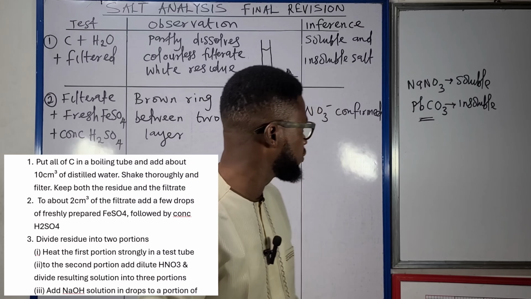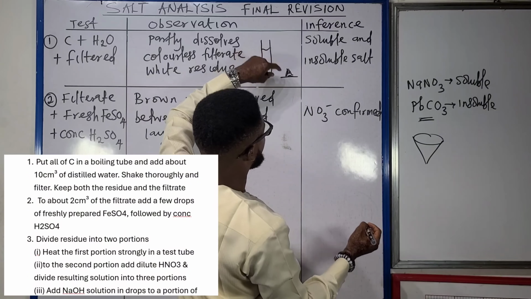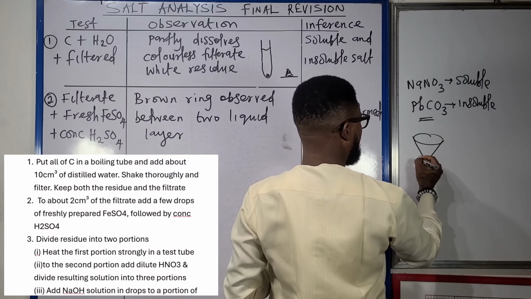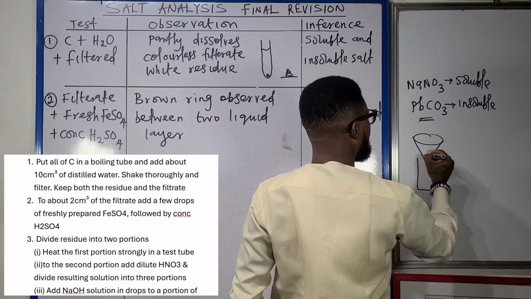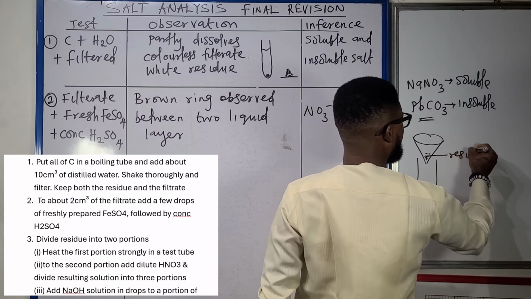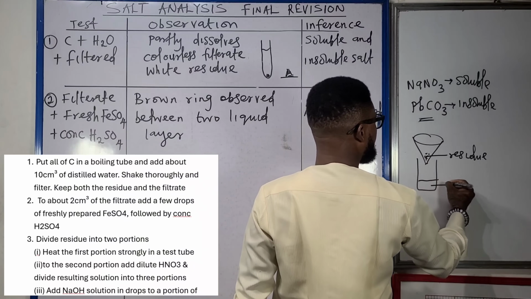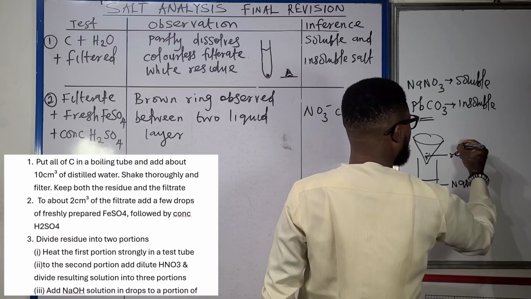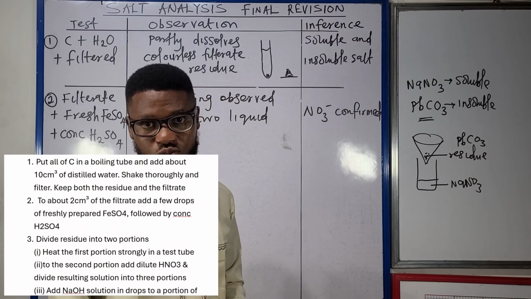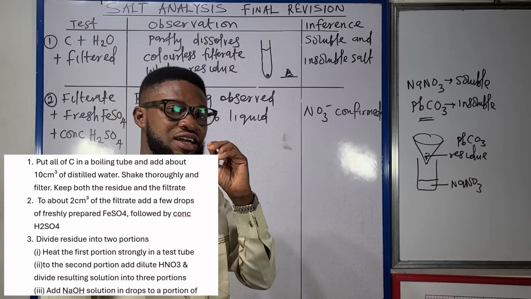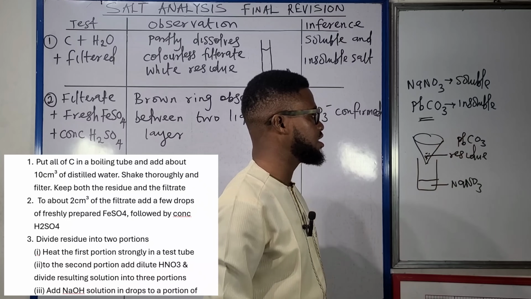So let's leave that. So the next question, as you can see on your screen, it says to add 2 cm cube of the filtrate. Normally, when you have dissolved your sample here, you're going to have a filter paper. When you pour the mixture you have in your test tube here, the residue stays on the filter paper, while the filtrate here is our sodium trioxonitrate 5. The residue is lead trioxocarbonate 4. Why? All carbonates are insoluble in water except for sodium carbonate and potassium carbonate. So this here is soluble, this here is insoluble.